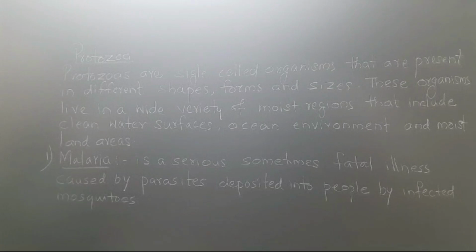Now diseases. The first one is malaria. Malaria is a serious, sometimes fatal illness caused by parasites deposited into people by infected mosquitoes. Fatal means it can cause death.